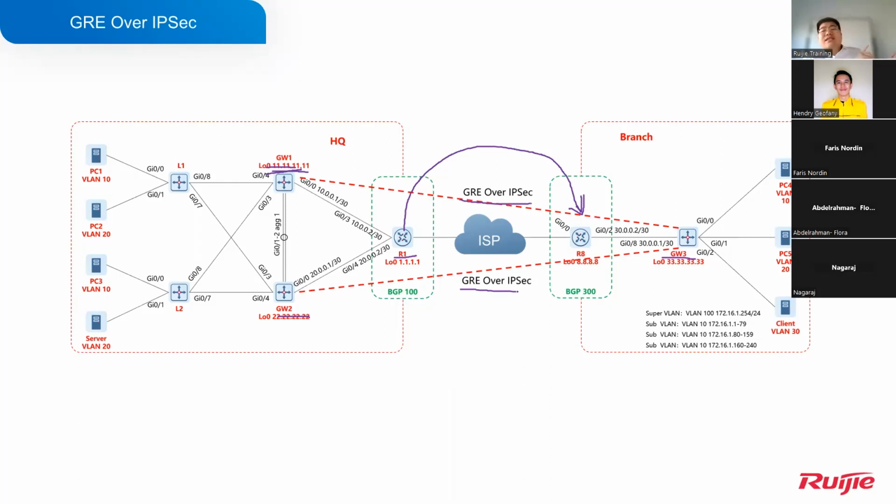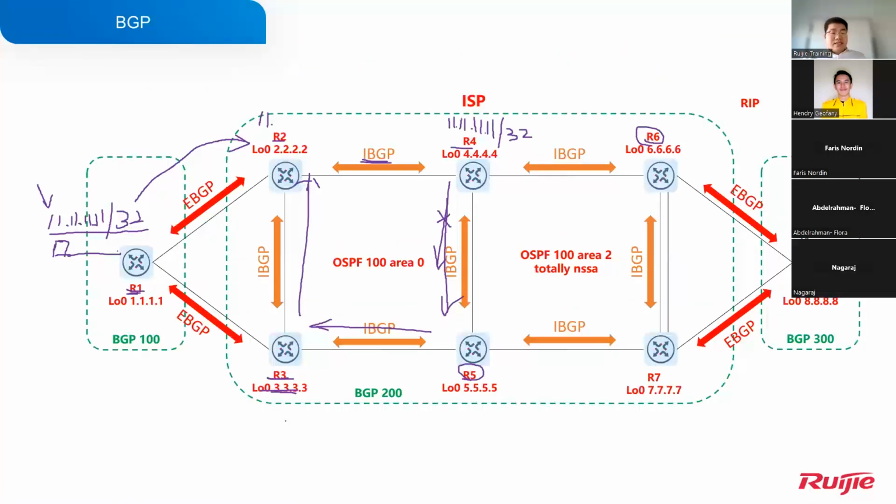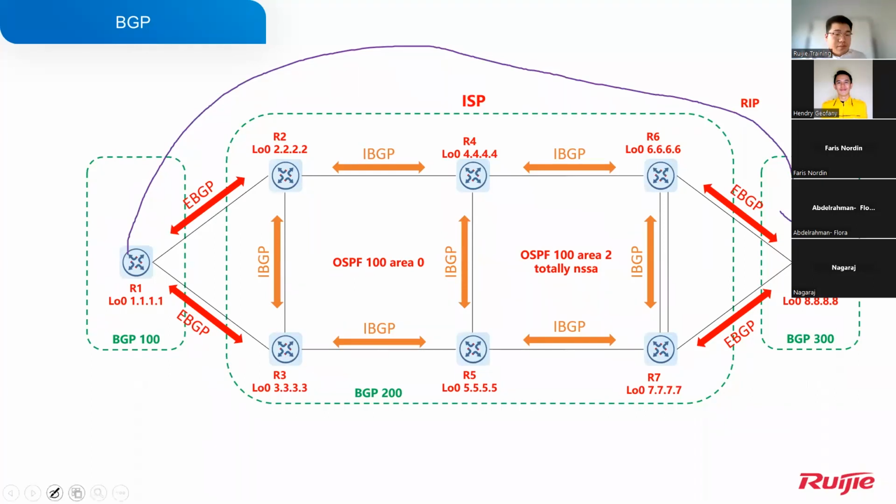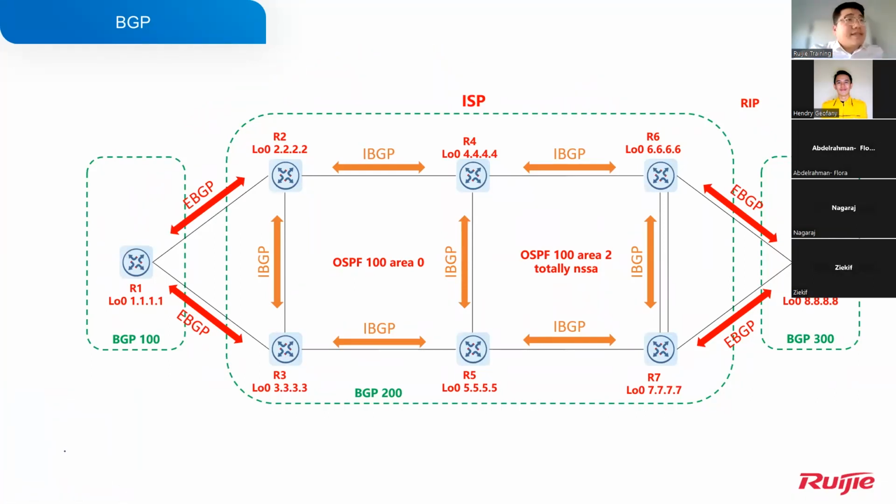To establish a GRE and IPsec VPN, the basis is that GW1 and GW3, GW2 and GW3 can communicate with each other. But in this scenario, the routes cannot be forwarded from left to right. So how can we solve this problem? This is about how to break the split horizon, or how to solve the problem caused by split horizon. We have two solutions.